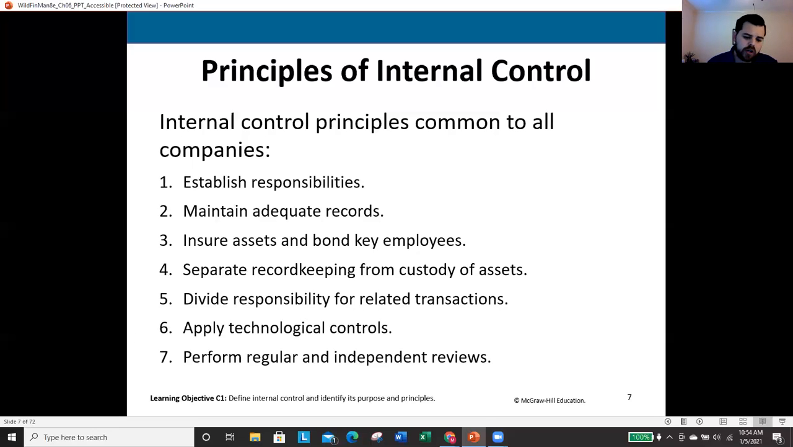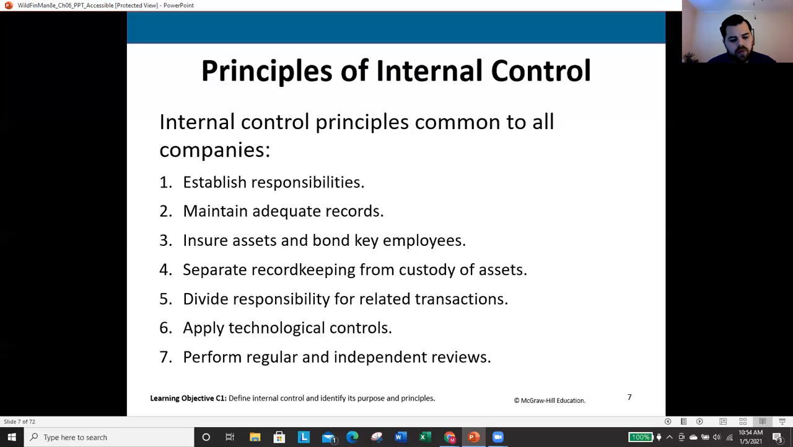Next, of course, we want to insure assets and bond key employees. Insuring assets, I think everyone pretty much understands. Bonding key employees is something you may or may not have heard of prior to this course. This simply means we buy an insurance policy in case they steal from us or in case they commit some type of fraud against the company. That bonded policy will help prevent some of that loss.